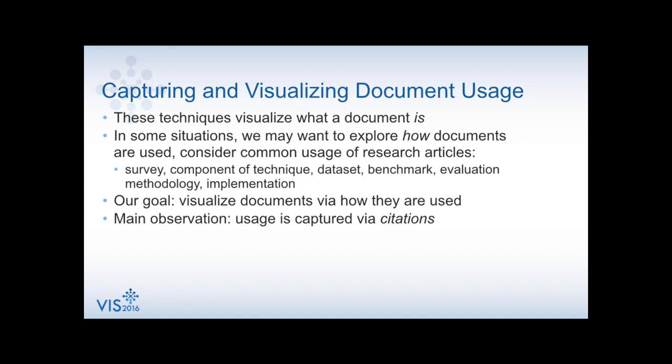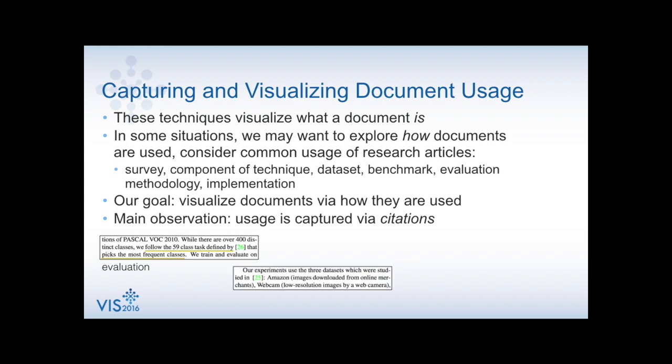And so our main observation is that we can capture this notion of document usage through citations. As an example, if you consider this snippet of text, we can readily observe that the cited paper is being used for evaluation just by looking at its surrounding citation context. Similarly, you see that this paper is being used as a data set if you look at its surrounding context, for instance, in just the underlying words of Amazon, webcam, things like that. And last, we can observe that this paper is being used as part of the component of the approach.